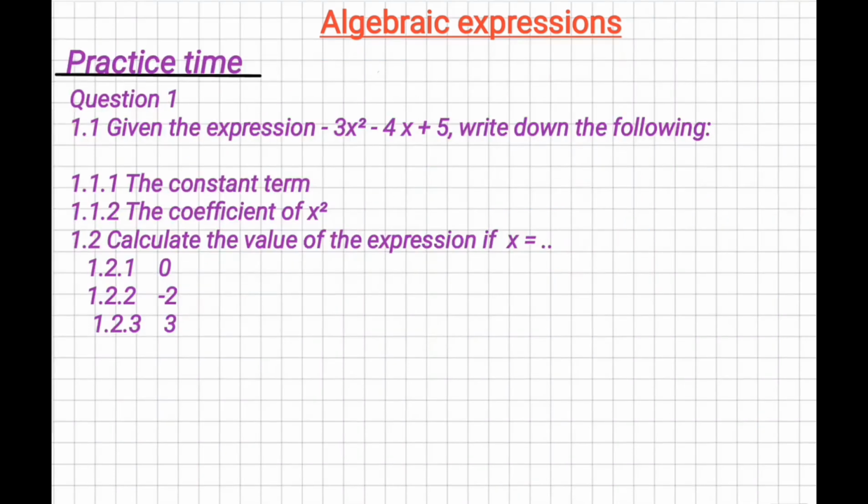So we are given a question. Given the expression negative 3x squared minus 4x plus 5, write down the following: 1.1.1, the constant term; 1.1.2, the coefficient of x squared. 1.2, calculate the value of the expression if x equals: 1.2.1, 0; 1.2.2, negative 2; 1.2.3, 3.